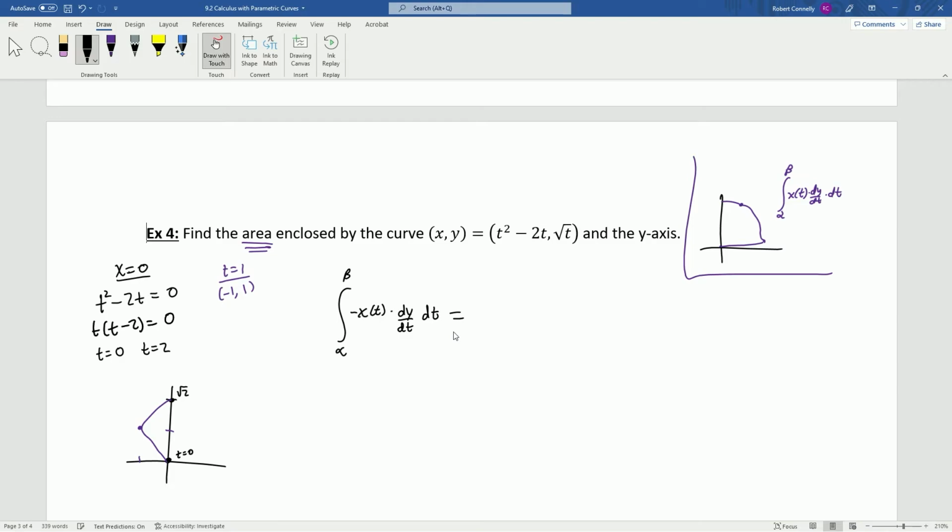Now let's start plugging that stuff in. So this is the integral from 0 to 2. Those are our t values. Negative t squared plus 2t, right? I'm just distributing that negative right away. Now, this square root of t is y, so if y equals the square root of t, which is t to the 1/2 power, then that means dy dt equals 1/2 t to the negative 1/2 power.